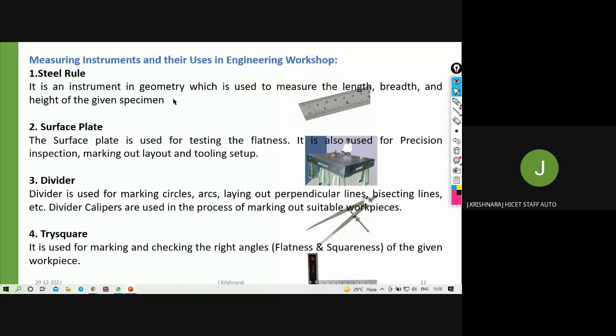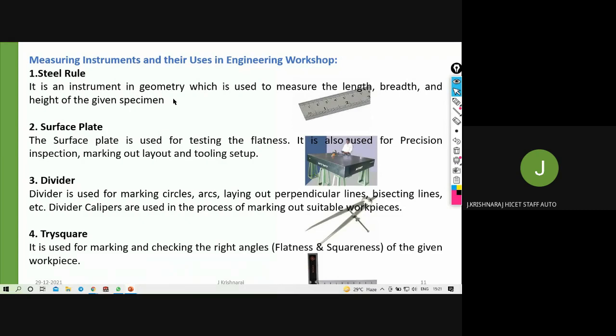The next is a surface plate. A surface plate is nothing but a kind of granite stone, which has a very smooth surface and a very low surface roughness value, for testing flatness. It is a highly polished granite with more smoothened surfaces, so the surface index value will also be very low, showing that it is a smooth surface.